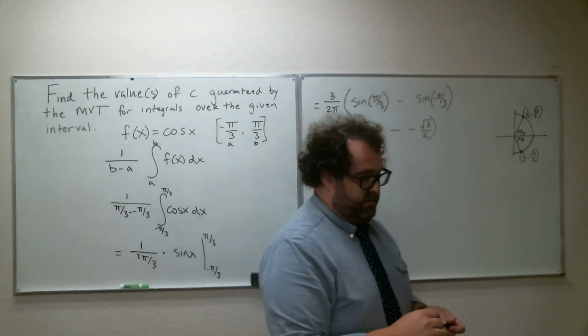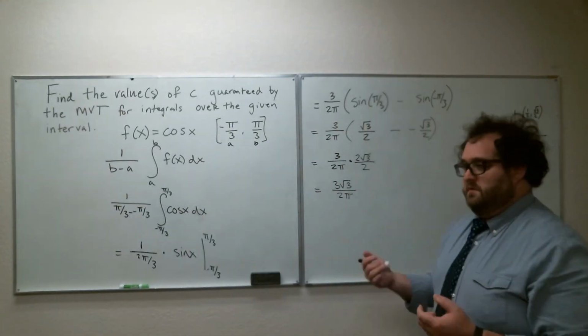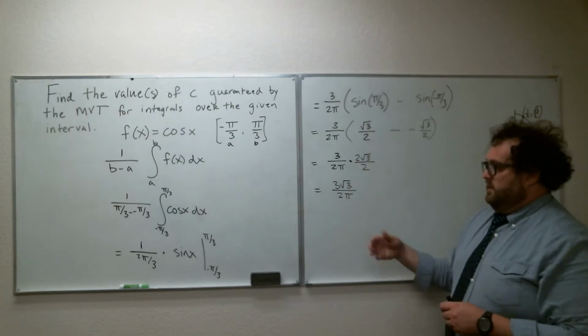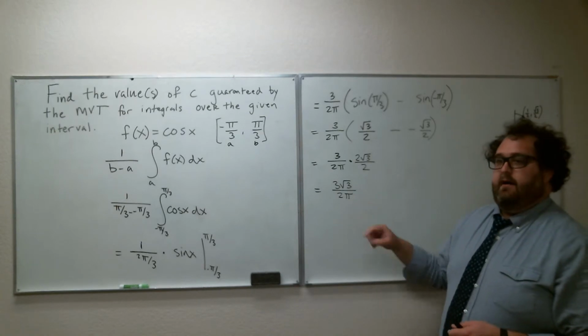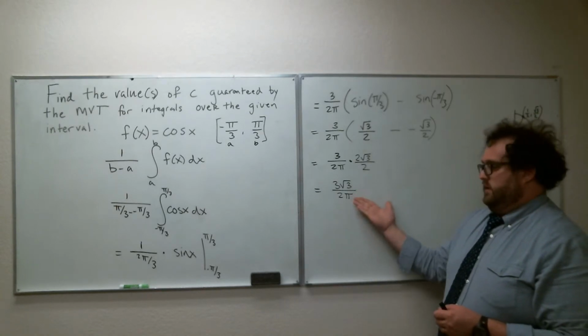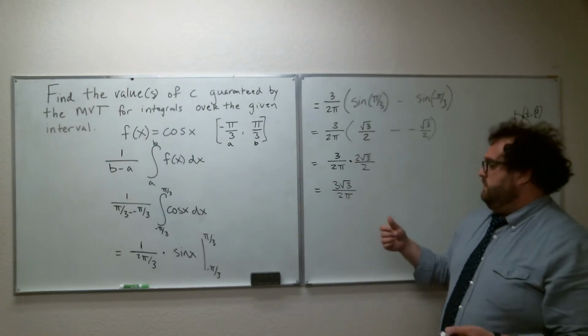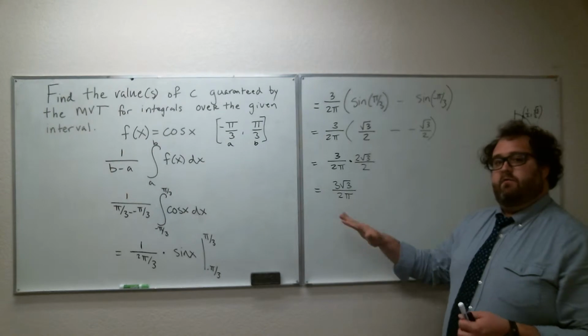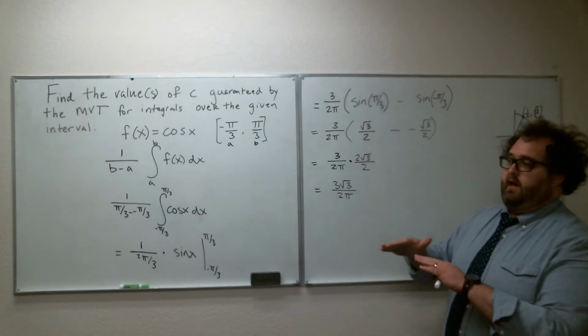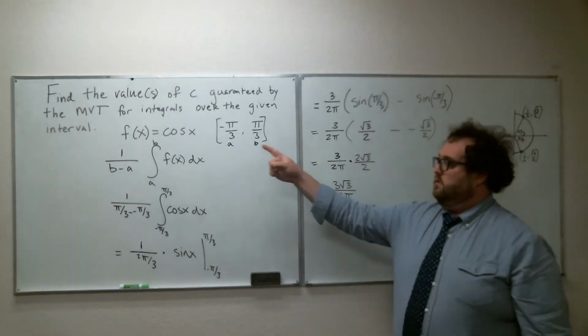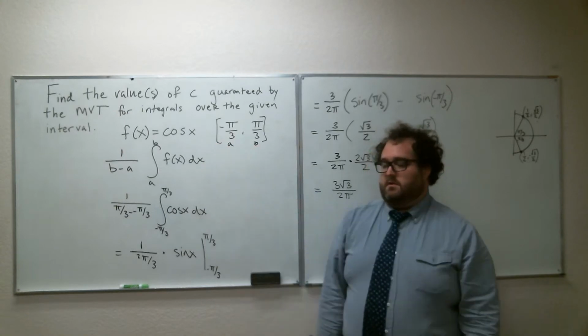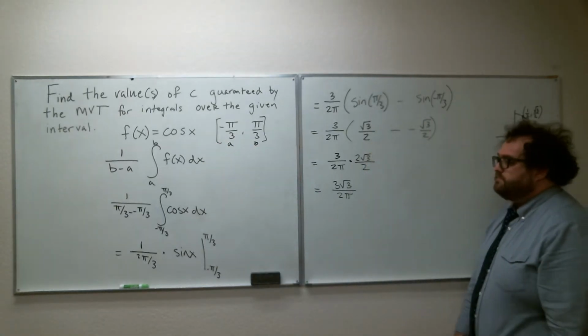Now, don't stop just yet. What we've accomplished is that that is the average value of the function. Whatever that is approximately, I don't even know. 3 root 3 over 2 pi, I have no idea. But it is the average y value, the average height of the function cosine x over this closed interval.